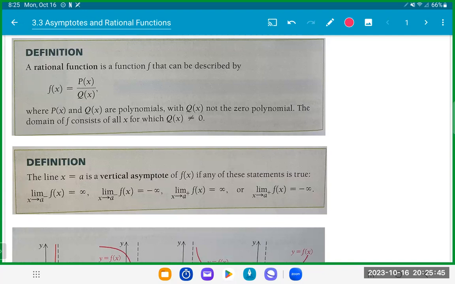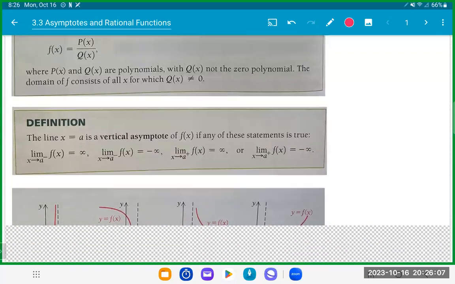So a few definitions first. A rational function is a function that we can describe where we take one polynomial divided by another polynomial, where the polynomial in the denominator cannot equal 0, right? That would make our graph or the function itself undefined.